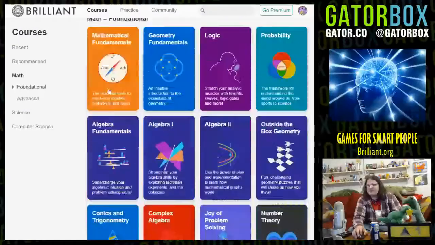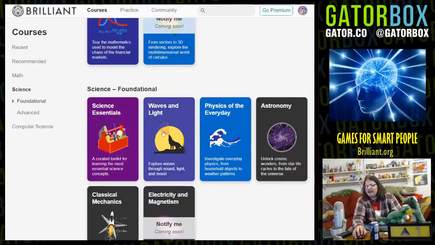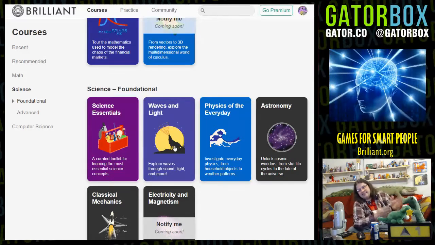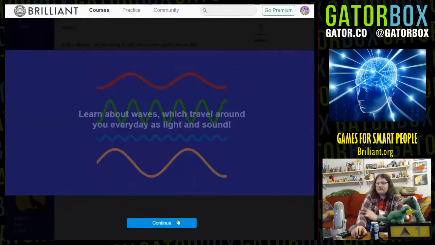All right, and then the last one we were looking at here was the one with the wolf on it, right? Waves and Light. Explore waves through sound, light, and more. Look, man, I'm picking this one purely because of the wolf. I have an obligation to the type of people who watch this stream that know me as somebody from the furry fandom. If there's a wolf on it, I can't not do it. I mean, that's like a contractual obligation.